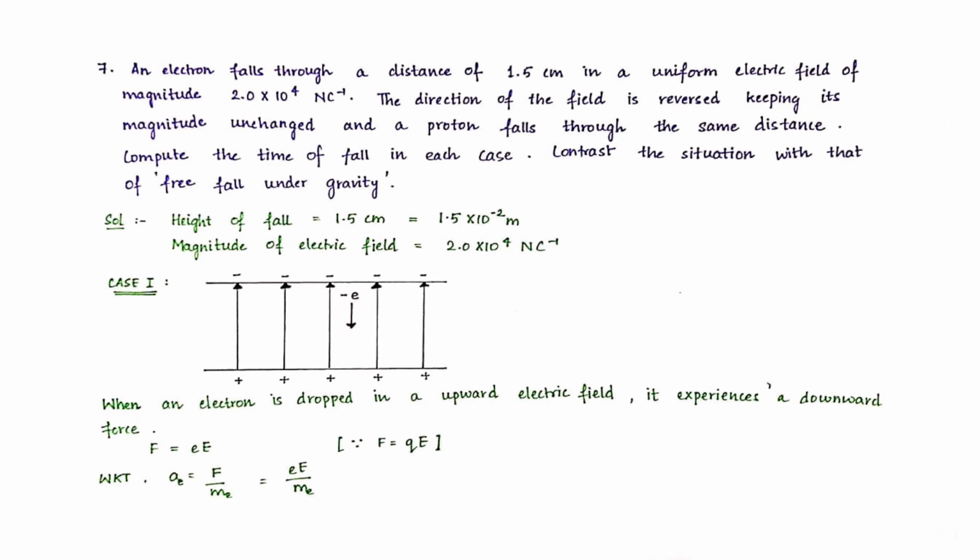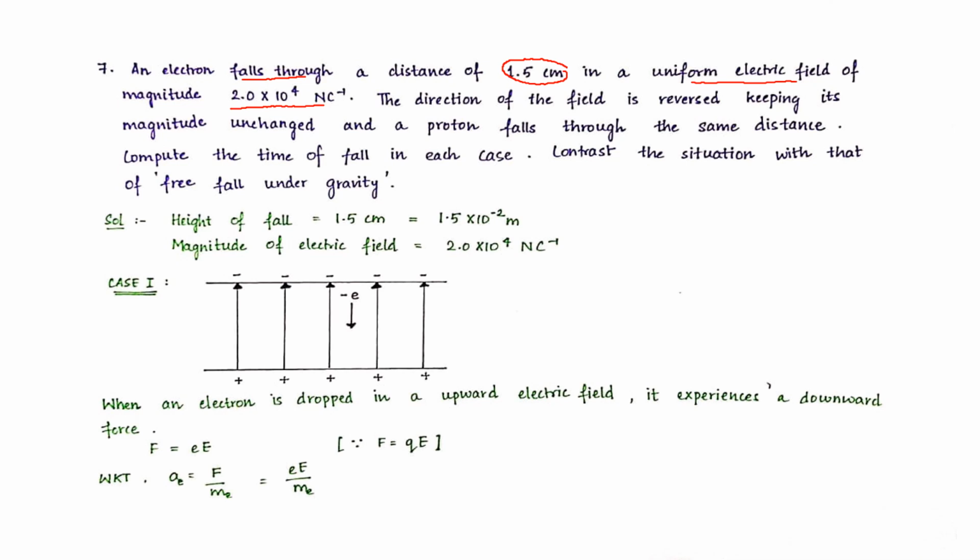Hello students, today we will solve one more question and the question goes like this. An electron falls through a distance of 1.5 centimeter in a uniform electric field of magnitude 2.0 × 10^4 Newton per Coulomb.